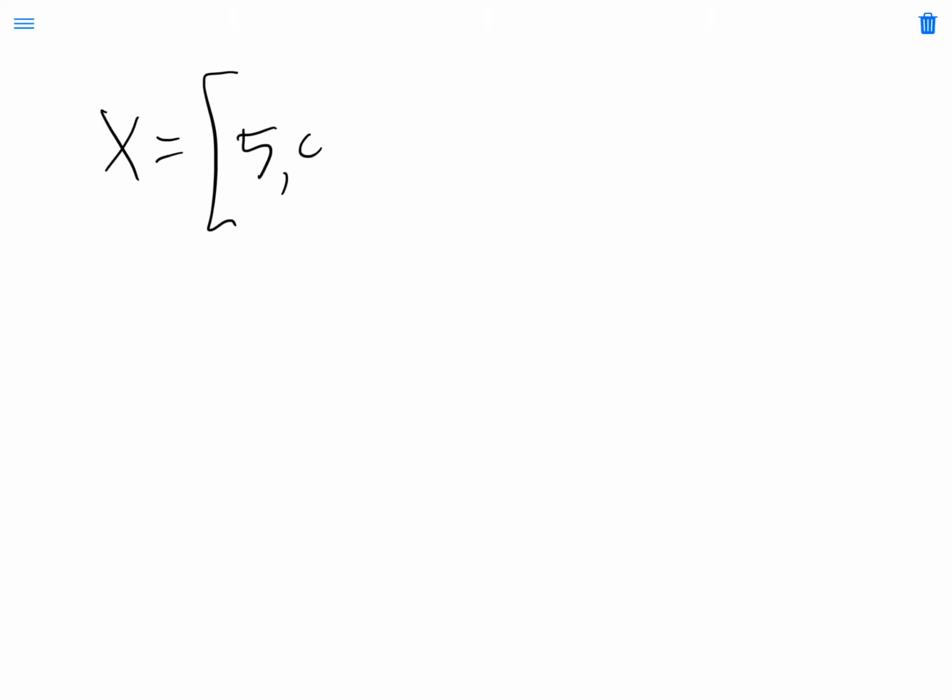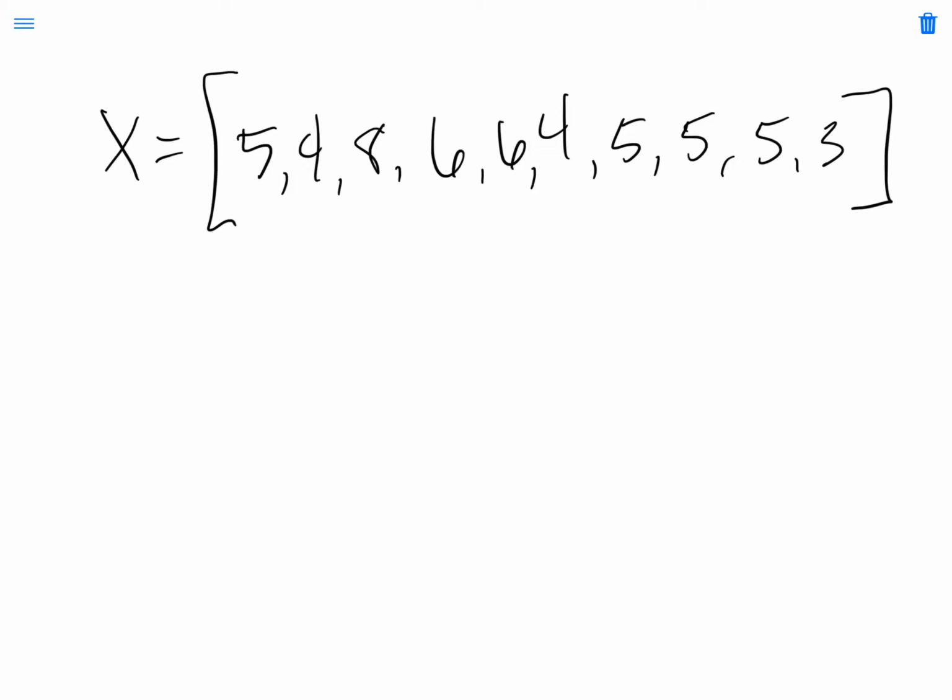Let's say we have a set of numbers: 5, 4, 8, 6, 6, 4, 5, 5, 5, and 3. So these data have an n of 10 because we have 10 observations, but they only have 5 unique observations. Usually we call that k. And those unique numbers that we have are 3, 4, 5, 6, and 8.